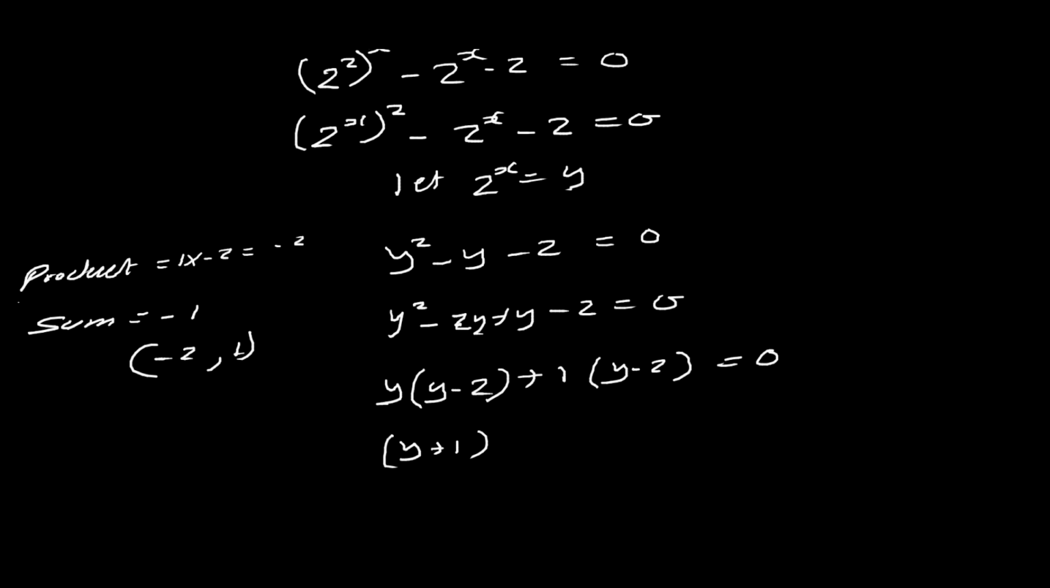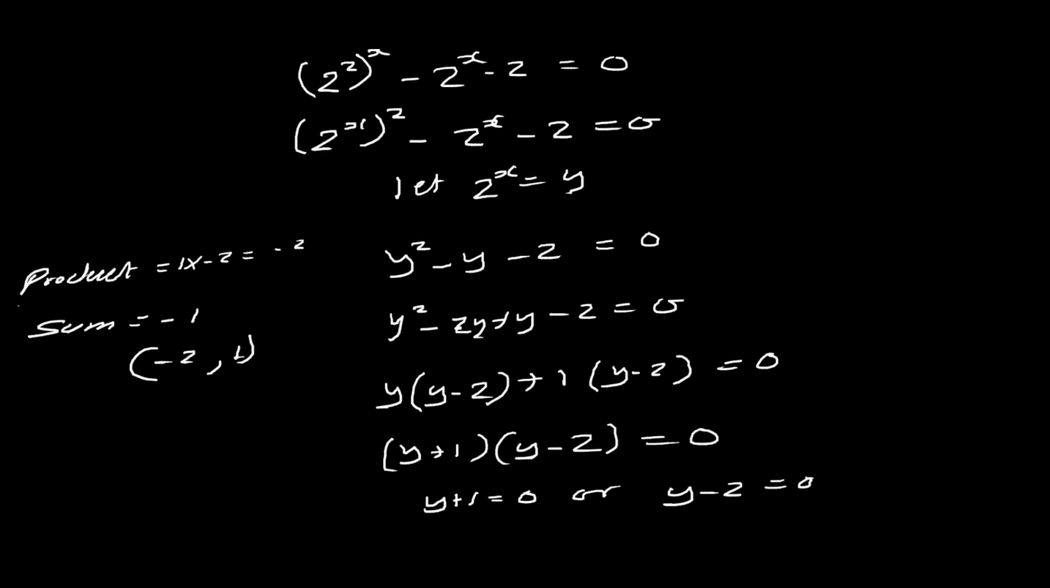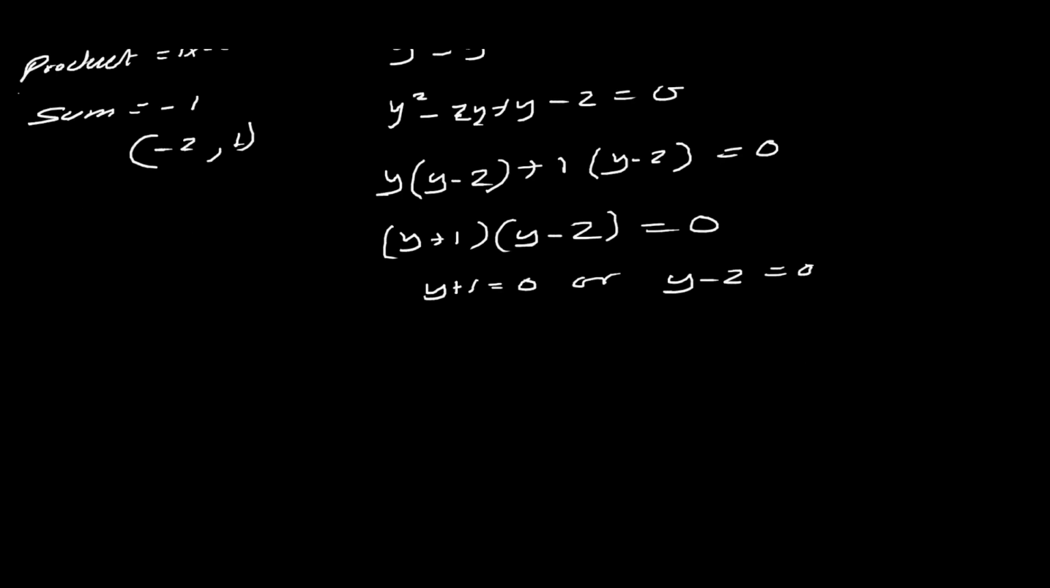So if you solve it by factorization, we'll have y plus 1 into y minus 2 is equal to 0. So it is either y plus 1 is equal to 0 or y minus 2 is equal to 0. So we have y is negative 1 or y is 2. So remember, y was 2 raised to power x. So 2 raised to power x is negative 1 or 2 raised to power x is 2.